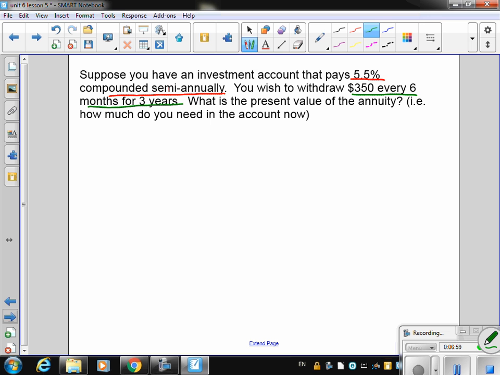That's an annuity because it's regular payments of any sort, and it's a present value because I need to know how much money I need now in order to pay something out. So we need to use that formula. Let's write it down. P equals R times [1 subtract 1 plus i to the negative n], again, all over i.